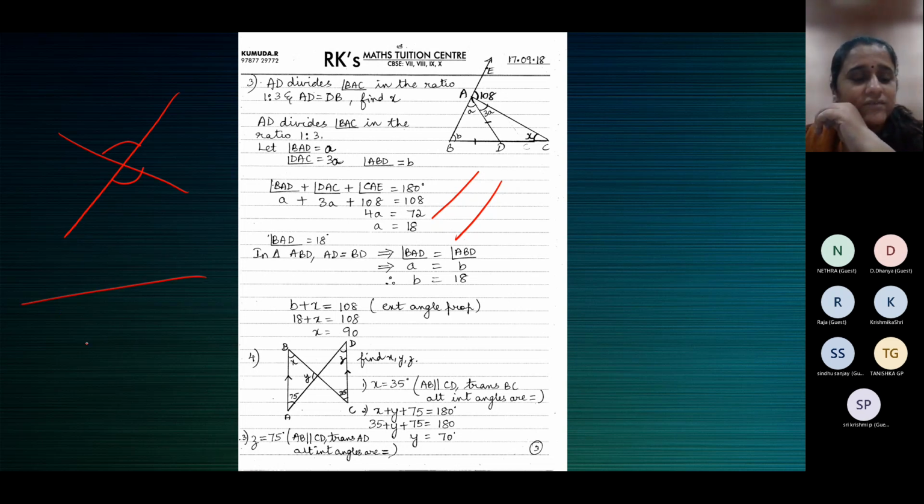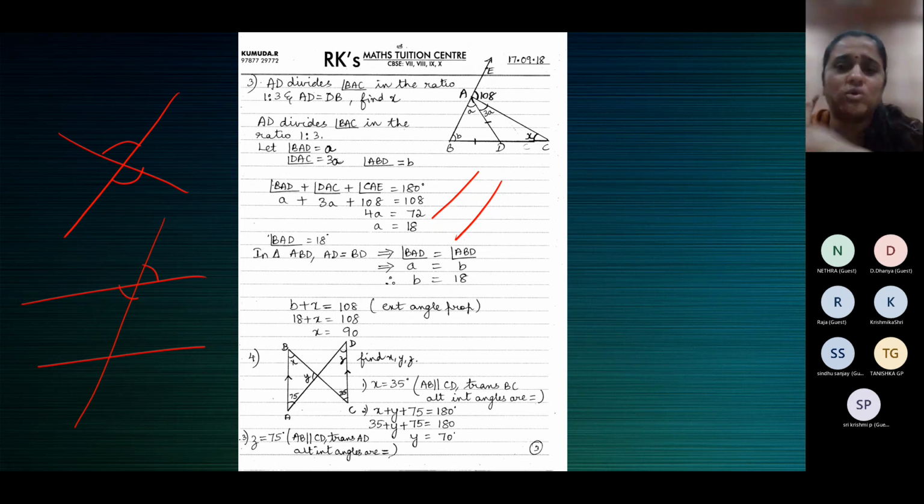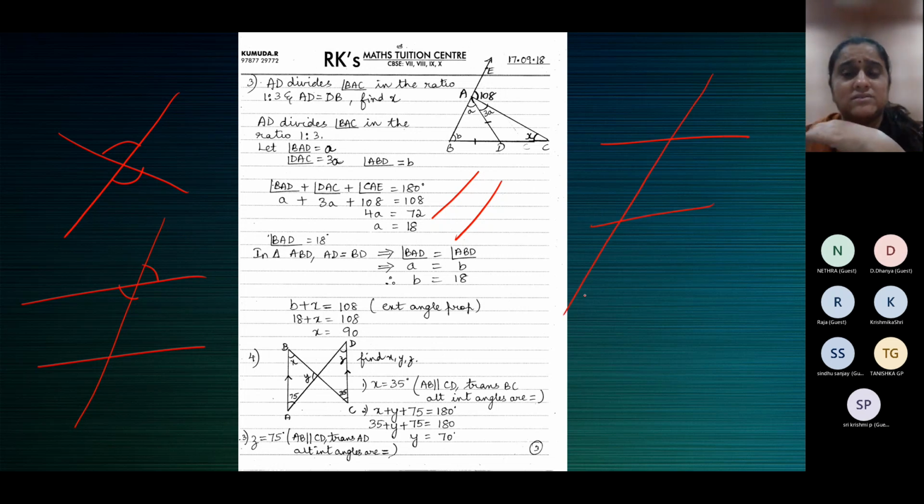Even in intersecting lines here, when two parallel lines are intersected by a transversal, these are vertically opposite angles. They're equal. So vertically opposite angles are everywhere. When two lines cut each other, vertically opposite angles are formed and they're equal. So it's not that when the lines are parallel, vertically opposite angles are not there. When two lines are intersected by a transversal, the lines may be parallel or may not be parallel. Whether they are parallel or not, vertically opposite angles are always equal.